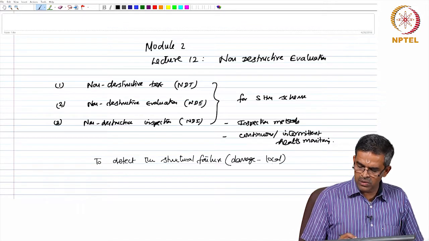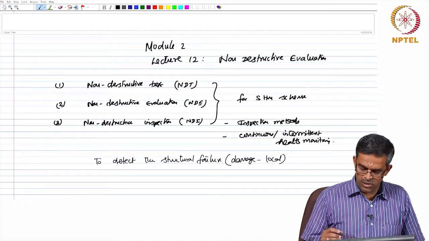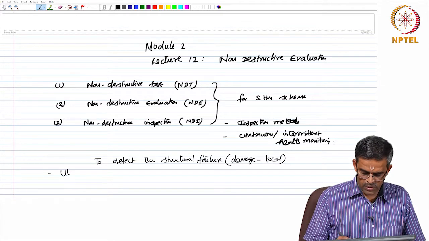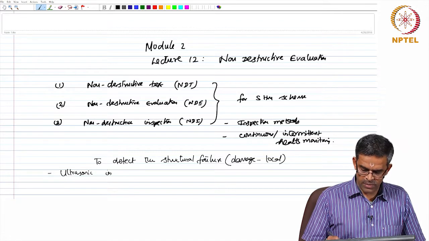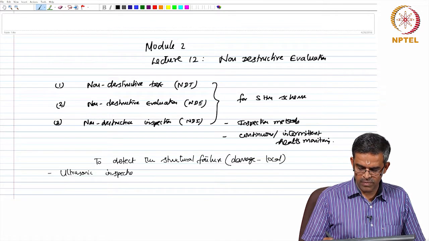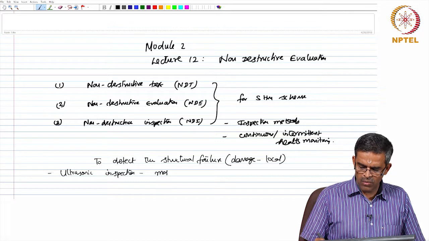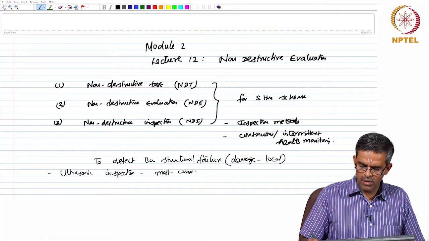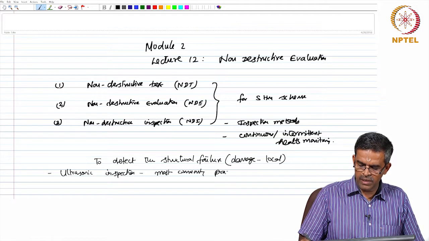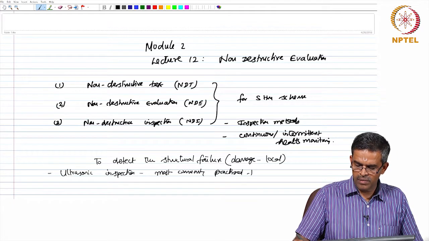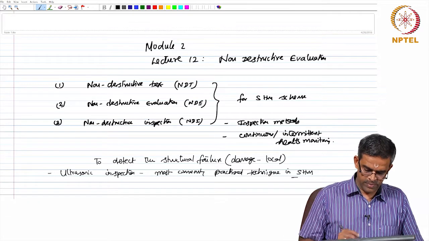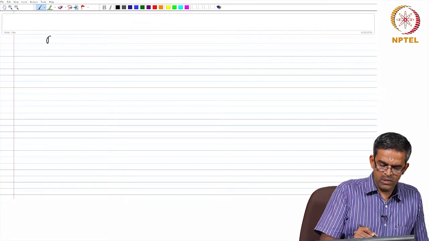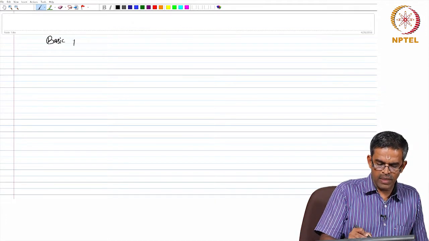The most important methodology being used is ultrasonic inspection, which is the most commonly practiced technique in structural health monitoring. Let us see what is the basic principle behind this.